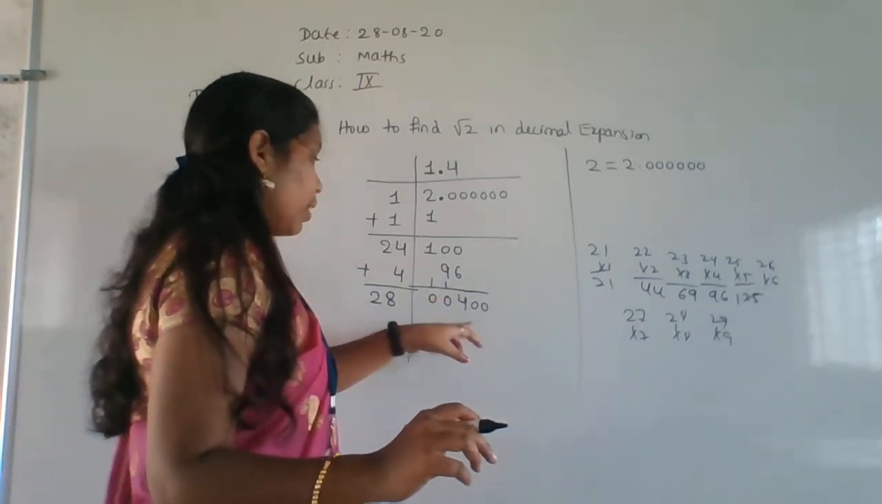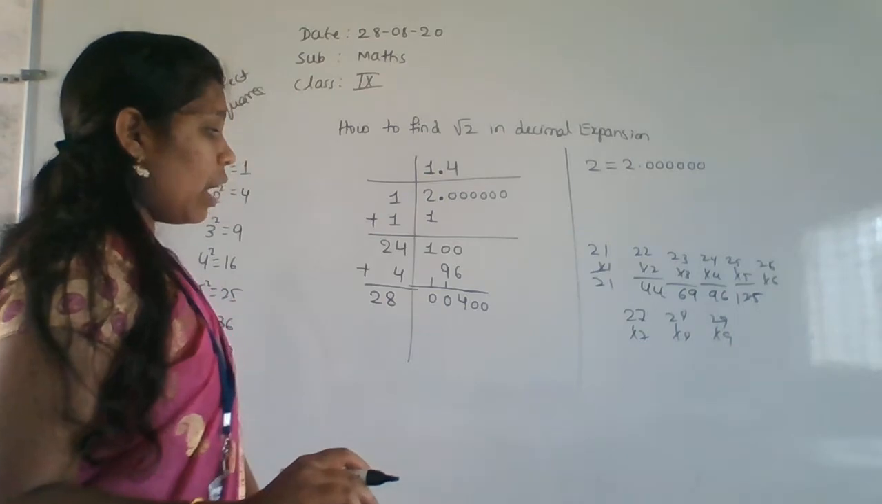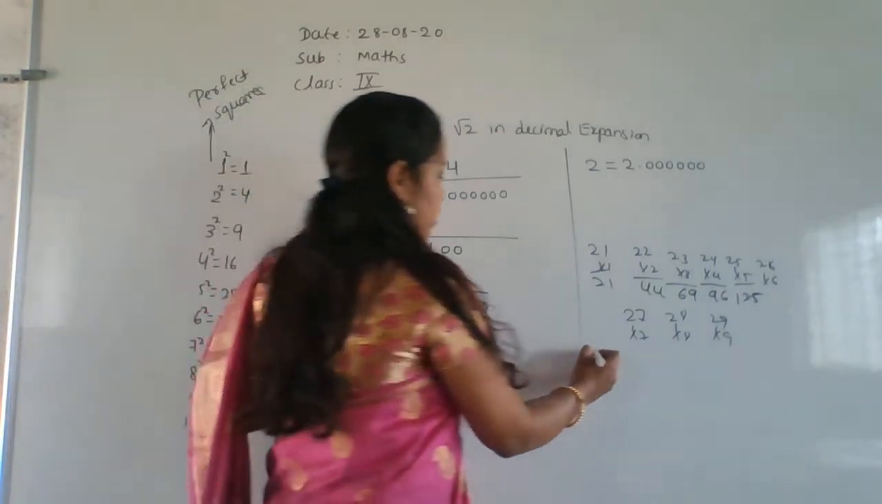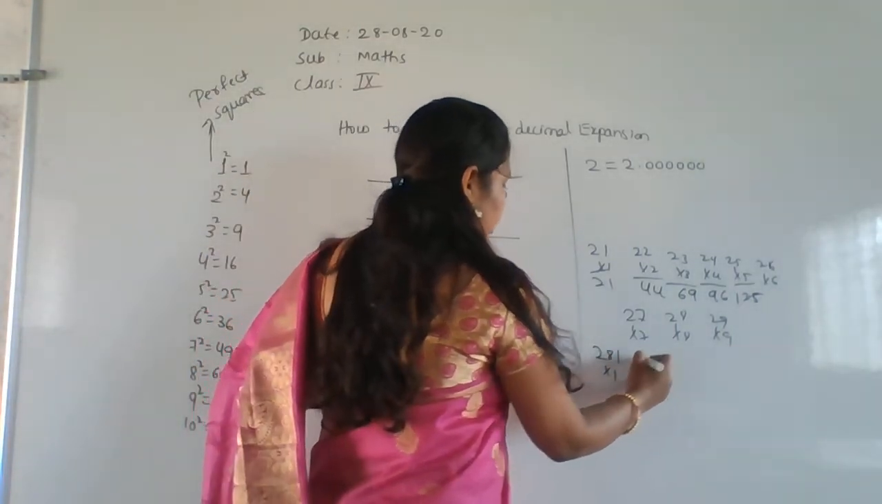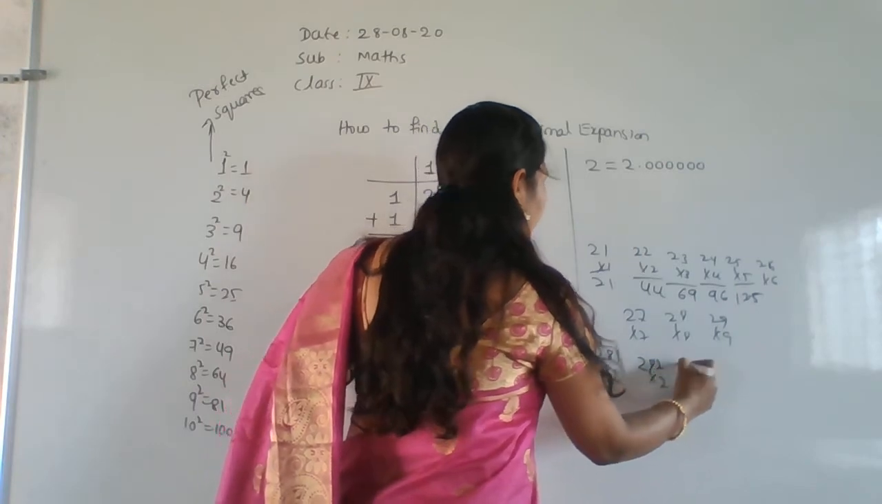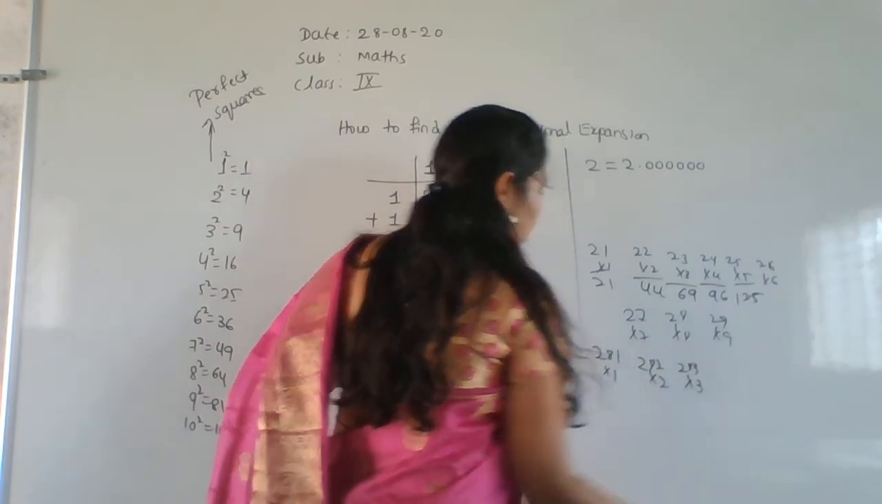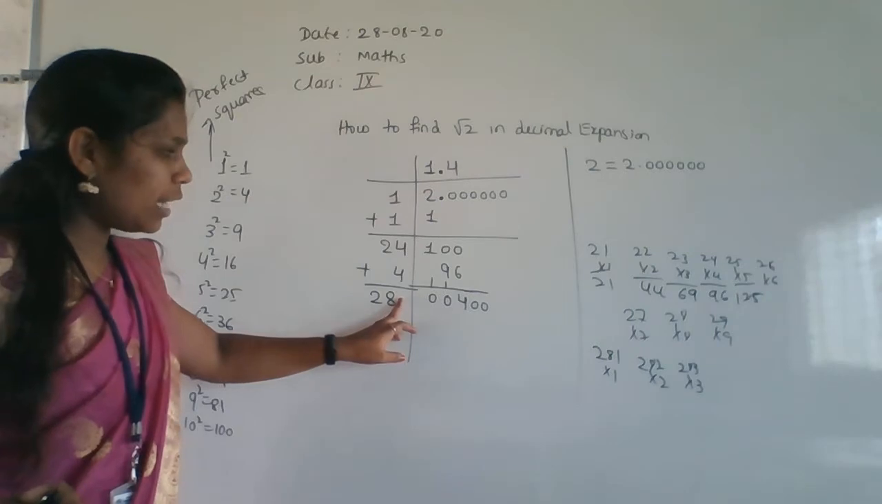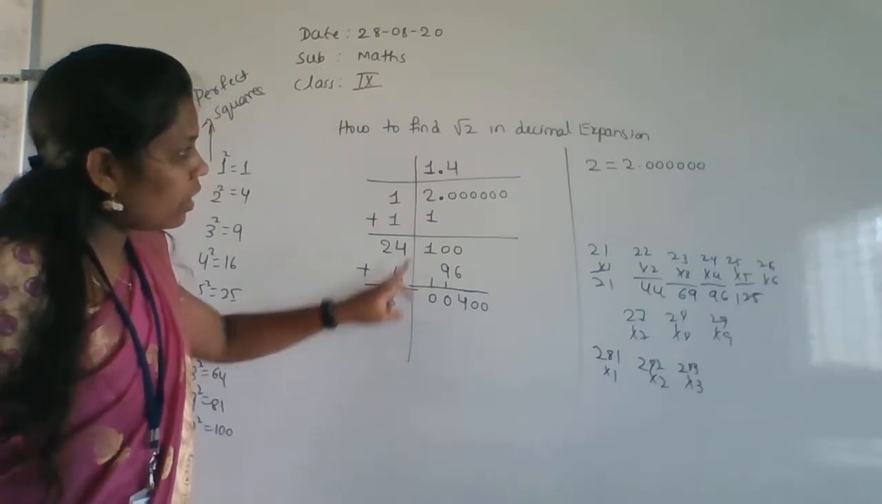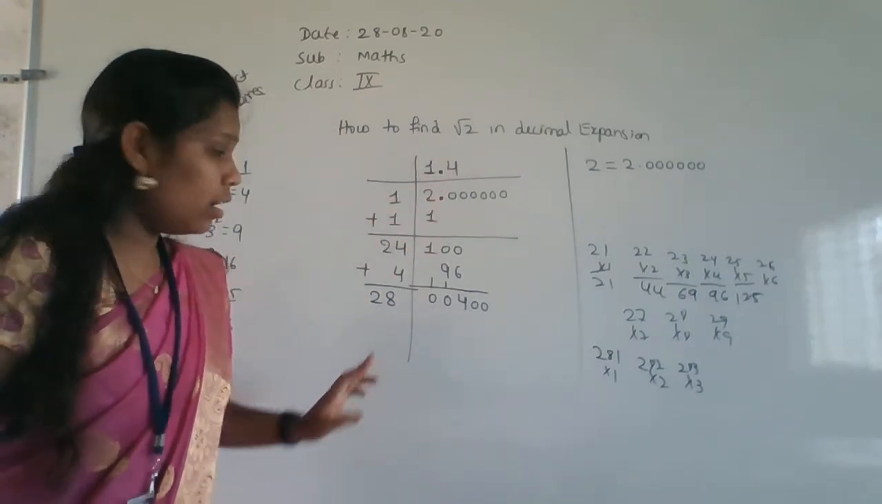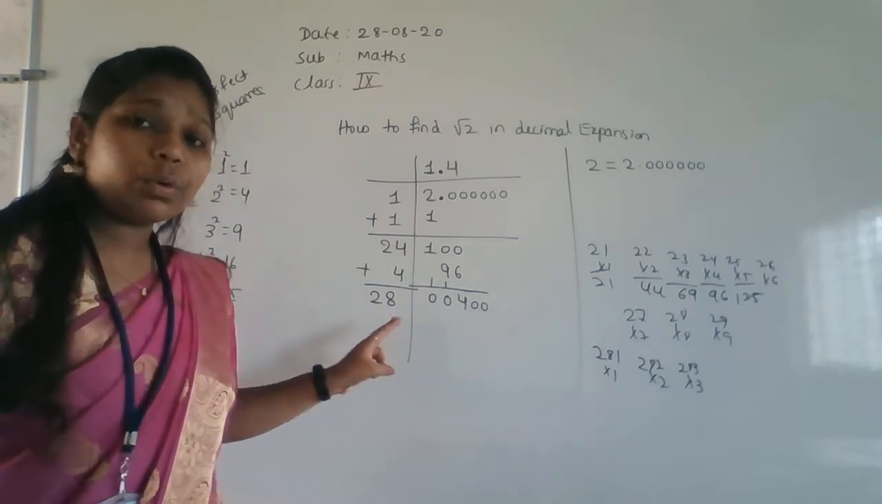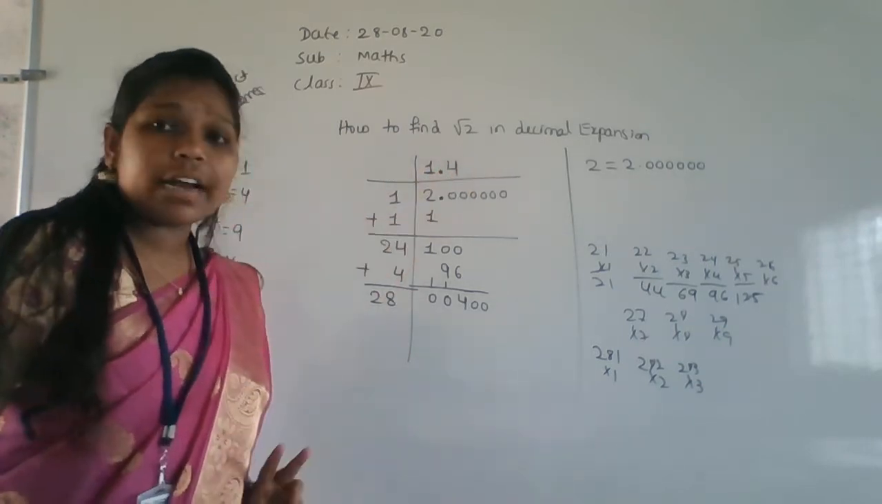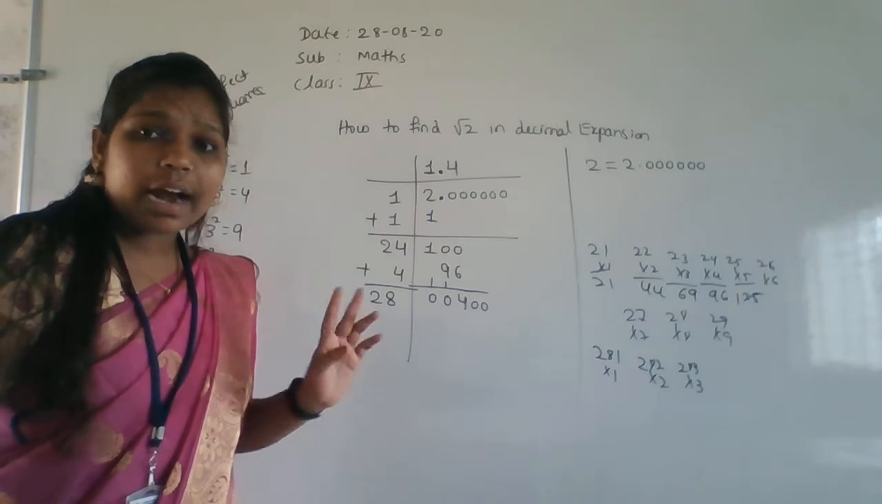Now here 400 is there. So which value do we have to take here? 281 ones are, 282 twos are, 283 threes are. Like that you have to take. If you take here 1, then 281 ones are only we can take here. If you are taking a 2, then 282 twos are only we can take here. Other values we can't take here.